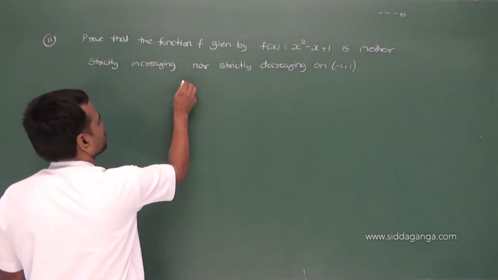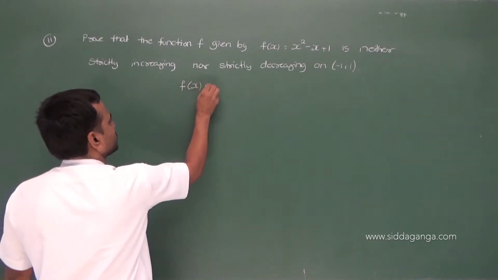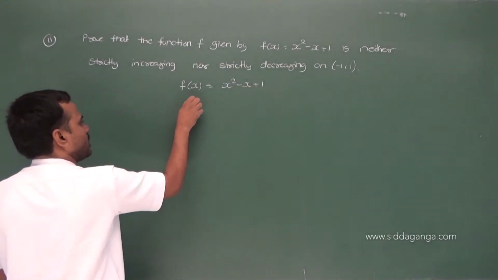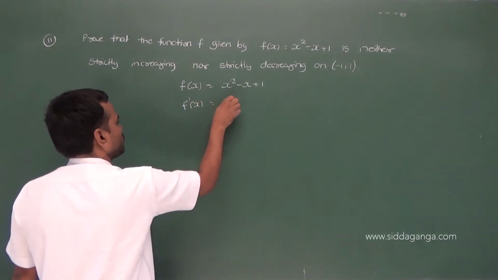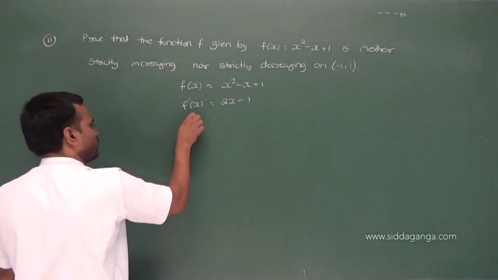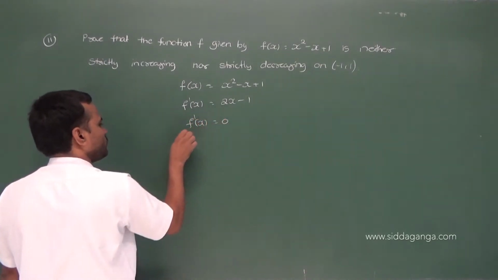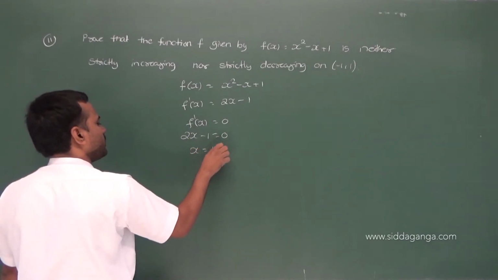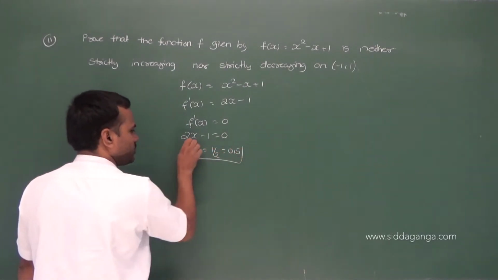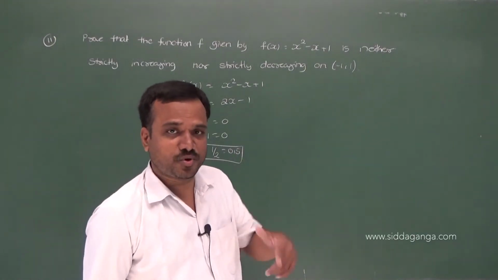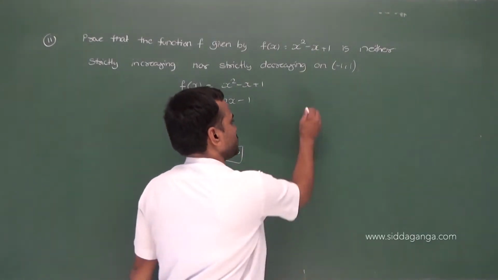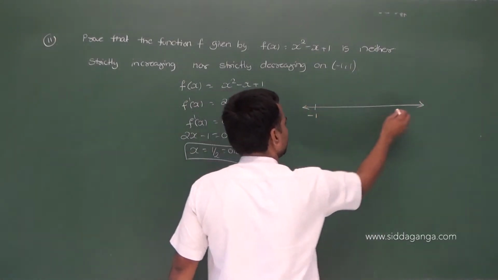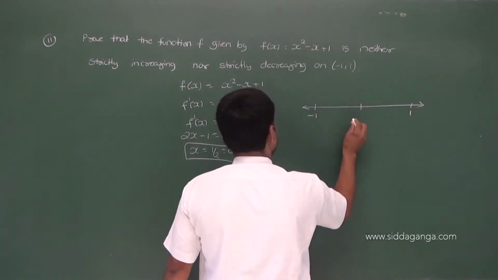Okay, same procedure. F of x is equal to x square minus x plus 1. F dash of x is 2x minus 1. F dash of x is equal to 0, so 2x minus 1 is equal to 0. X is equal to 1 by 2, that is 0.5. This is the critical point. At this point, the tangent is parallel to the x-axis. We draw the number line. We take only from minus 1 to plus 1.